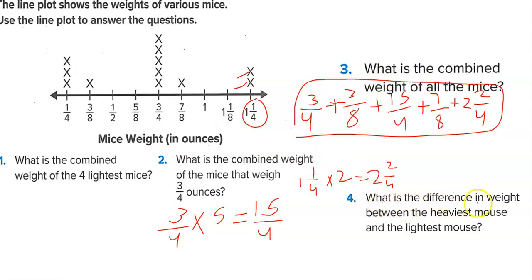What is the difference in weight between the heaviest mouse and the lightest? What is the heaviest one? This is the heaviest one, and this is the lightest one. We subtract them. So 1 and 1/4 minus 1/4. Easy. 1/4 minus 1/4 is gone, so you have only 1. The difference is 1.